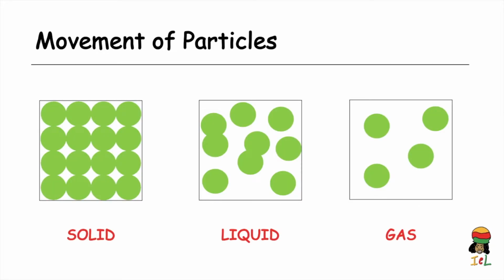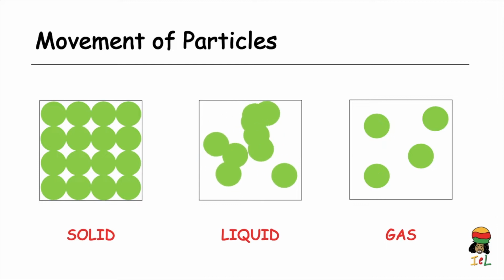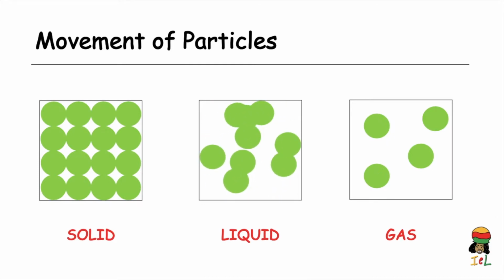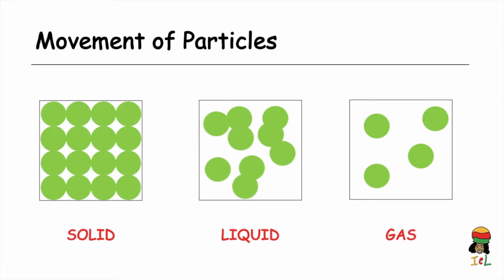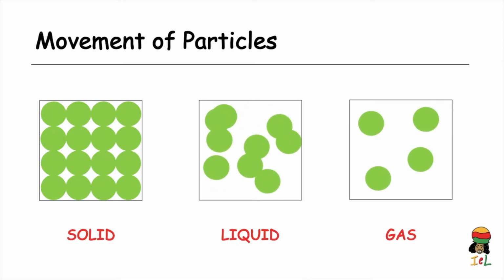Now, just to give you an idea in terms of the movement, so that you can have a visual, solids vibrate in their fixed position. As we can see here in our animation, the particles are only vibrating because they don't have enough energy to move away and to move around. Liquids, in their clusters, sometimes move around and can flow past each other. While gases are randomly moving all over. And of course, you can see that they also have very high energy because the particles are moving quite rapidly as well.